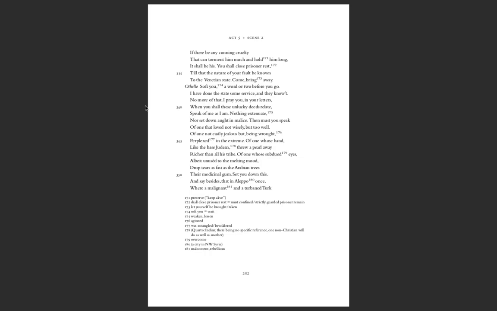So he says, look, when you're going to tell people about what happened, don't leave anything out, but at the same time, don't write anything out of malice, out of anger, or out of hatred, but just talk about me honestly. And then he says, if you do that, then you must speak of one that loved not wisely, but too well. There's critical debate about what the idea of loving not wisely, but too well might mean.